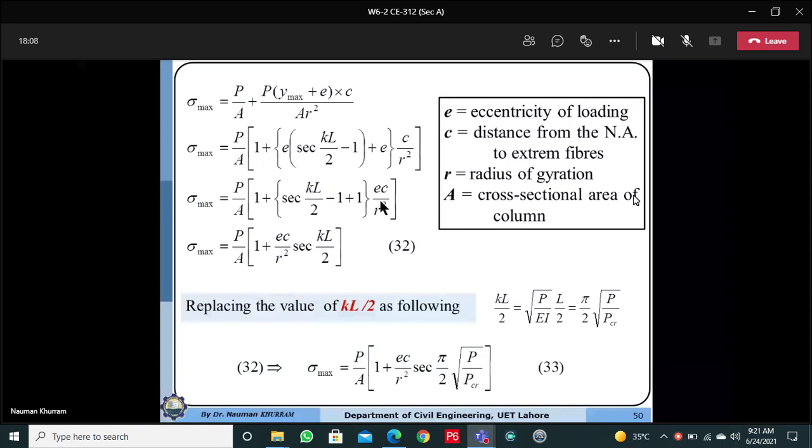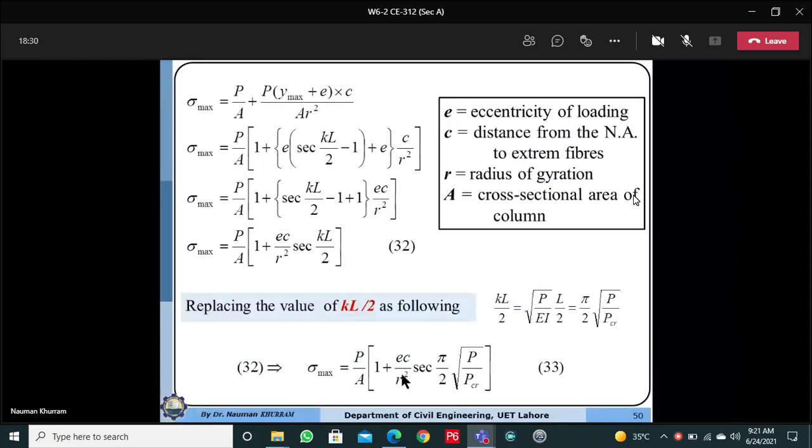You could replace the value of KL by 2, because KL by 2 is equal to root of P over EI into L by 2, or pi by 2 times root P over P critical. So you could substitute either this value or this value for KL by 2. After simplification, you have this formula.